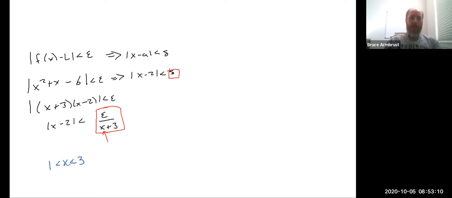But I know that x is between 1 and 3, so I know that x plus 3 is going to be somewhere between 6 and 4. So then I know that epsilon over x plus 3, this thing that we were looking at right here, is going to be somewhere between epsilon over 4 and epsilon over 6. So notice that these inequalities are the reverse of this one, because when you divide by a bigger number, you actually get something smaller.